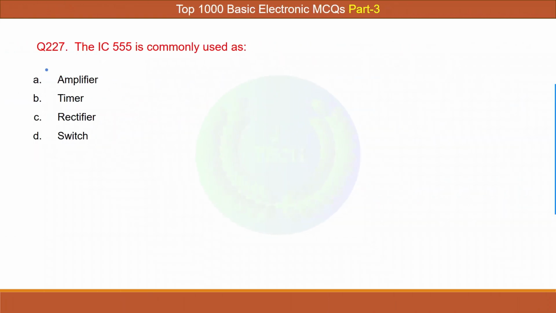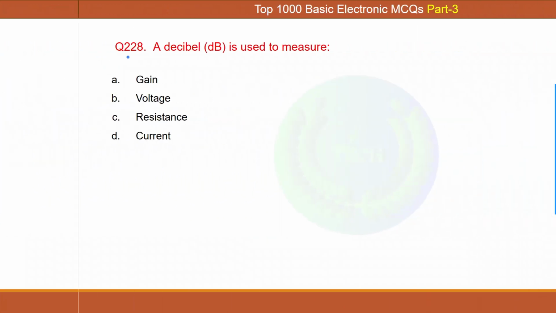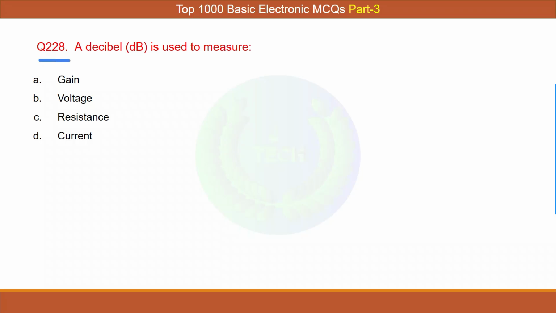Next question, question number 227. The IC 555 is commonly used as option A amplifier, option B timer, option C rectifier, option D switch. The answer is option B timer. This is a timer IC. Question number 228. A decibel, dB, is used to measure option A gain, option B voltage, option C resistance, option D current. The answer is option A gain.